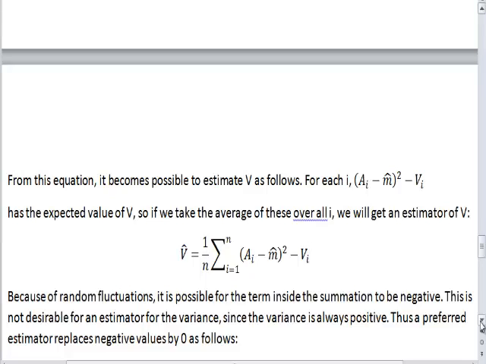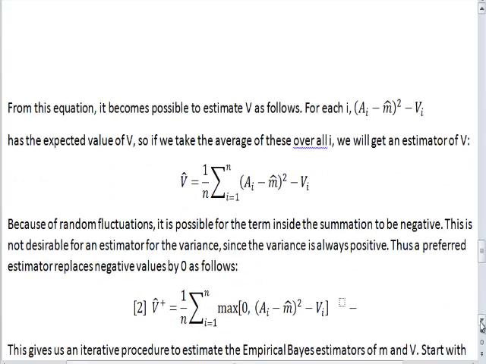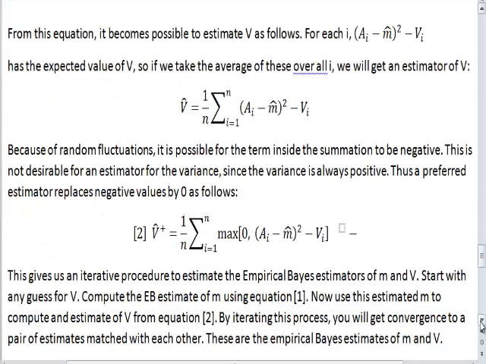Now there is just one thing that's a little bit wrong with this, which is that this can come out negative, and variances are never negative. So a slightly better estimator is this formula 2, which says that if this ever comes out negative, replace it by 0. So you take the max of 0 and the difference, the subtraction of Vi from AI minus M squared. And that's it. This gives us an iterative procedure to compute the empirical Bayes estimator.